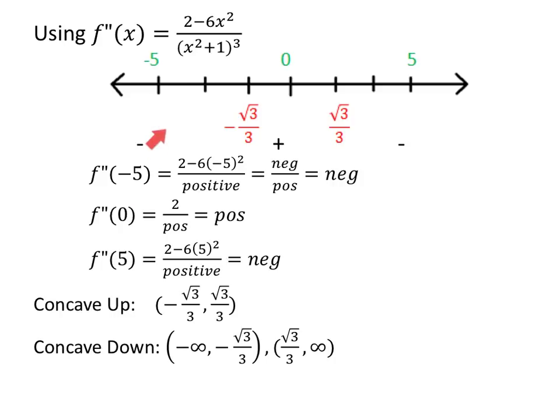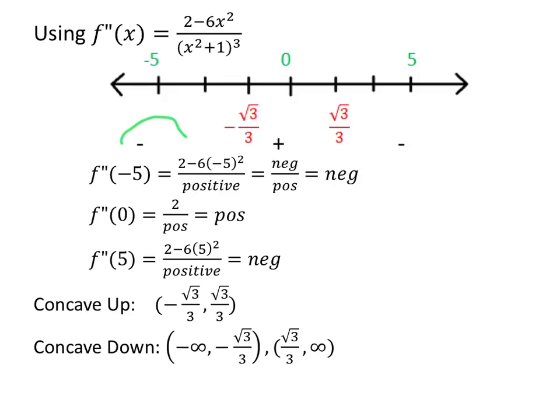So when I use the test values, I'm going to use my test value of negative 5 in the second derivative. And we have already established the denominator is always positive. So when I put negative 5 in, negative 5 squared is 25. 2 minus 6 times 25, don't care what the number is, I care that it's negative. And a negative divided by a positive is negative.